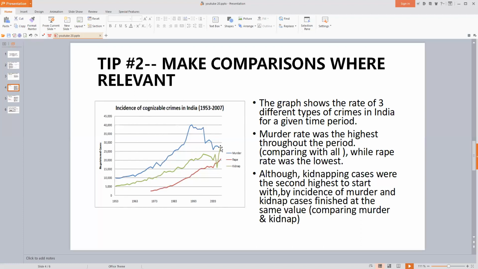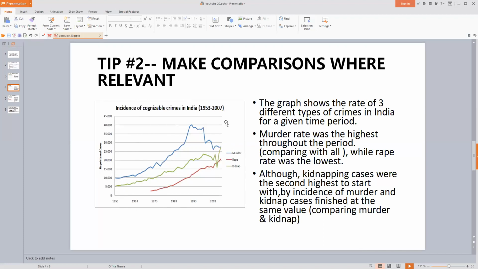So at the end of the period, the number of murder cases and the number of kidnap cases finished at the same value. Here I was comparing murder and kidnap. And this is really important because it already started as the second highest, but it became almost the same as the murder, which was the highest overall. So that's how you compare and you contrast things. Okay, that's what you have to do.